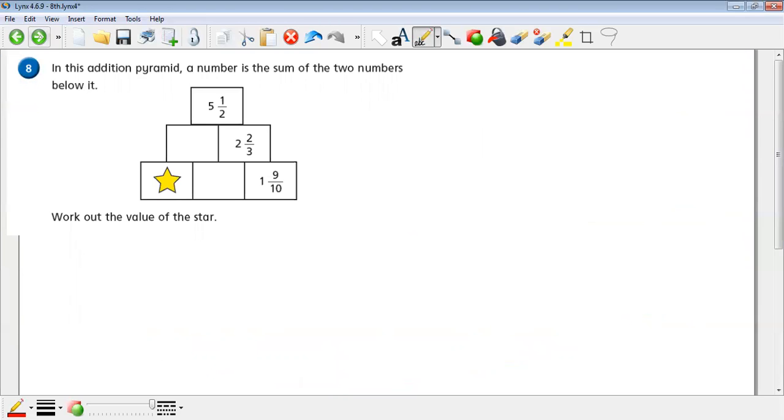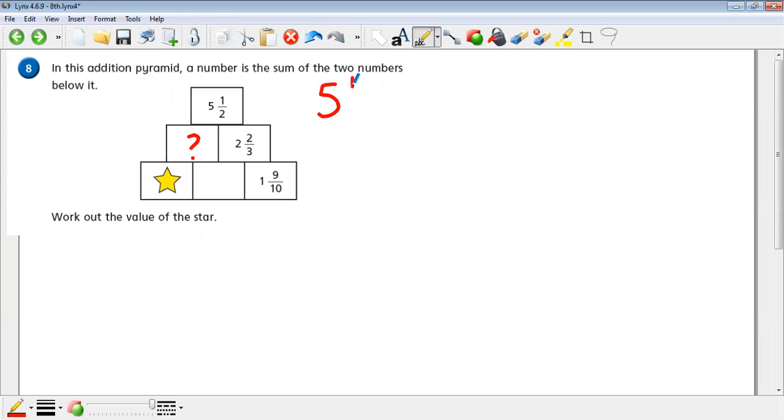Right. In this addition pyramid, a number is the sum of the two numbers below it. Work out the value of the star. So the star's tucked right in the left bottom corner, so that means we're going to have to work almost everything out here to find out what it is. Now, the sum of two numbers means we're adding, but to undo that, it means we've got to take away. So in order to know what goes here, I'm going to have to do this, take away that.